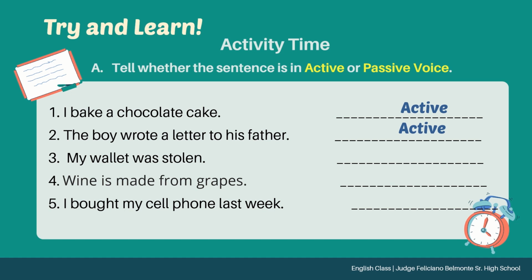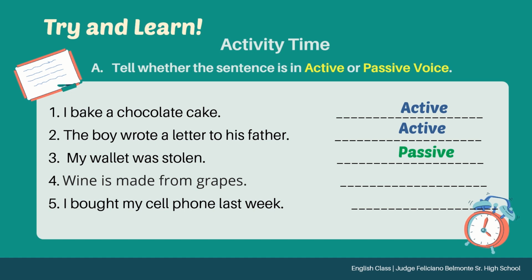Number 3. My wallet was stolen. Great! This is passive voice. The subject, the receiver of the action, was stolen. The verb be is was, and the past participle of steal is stolen. And the doer of the action is unknown.